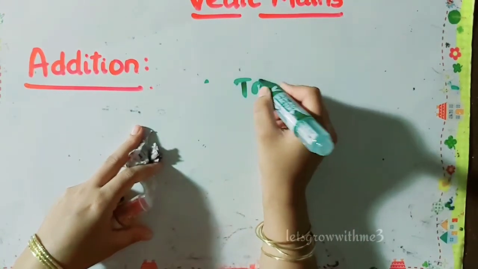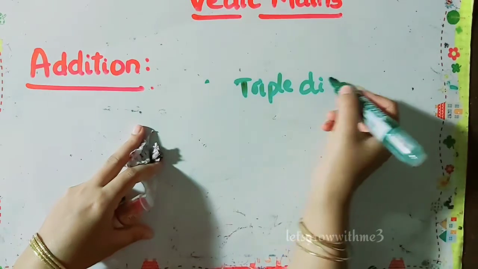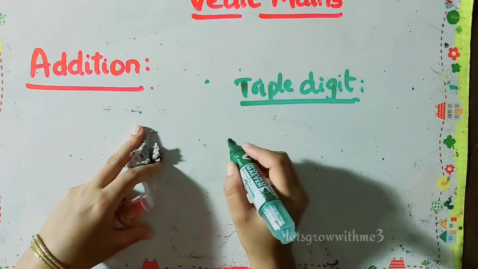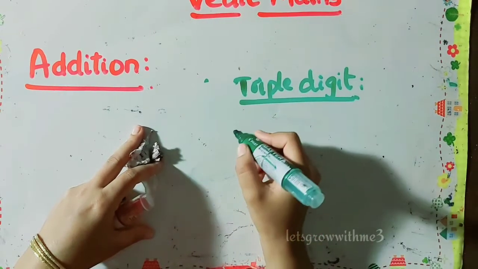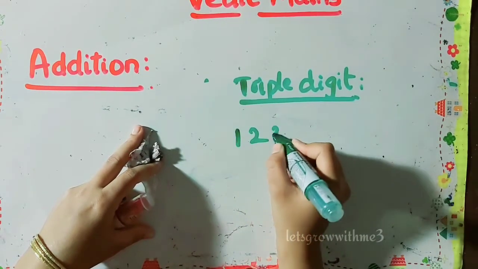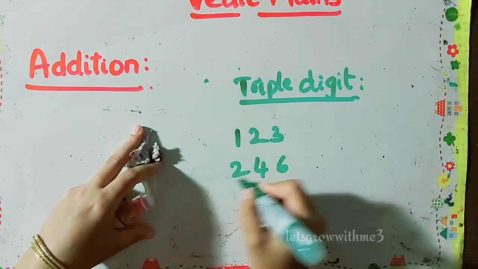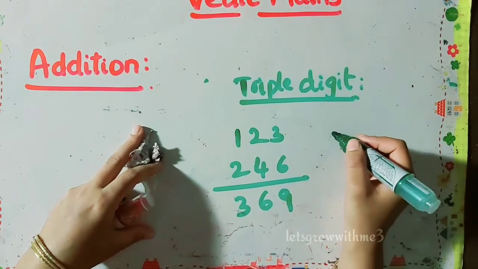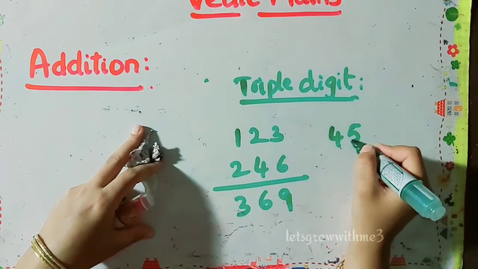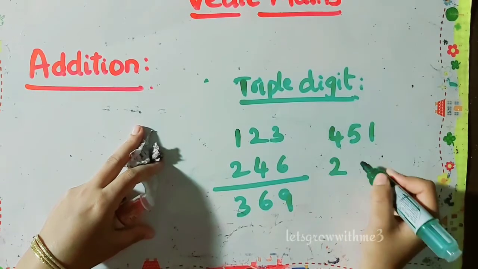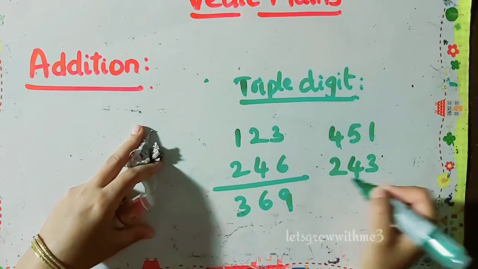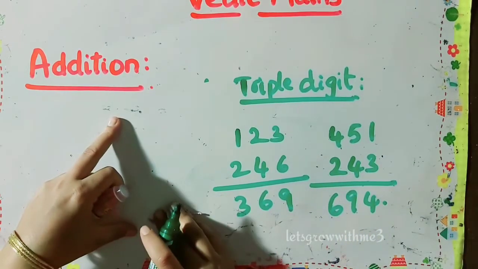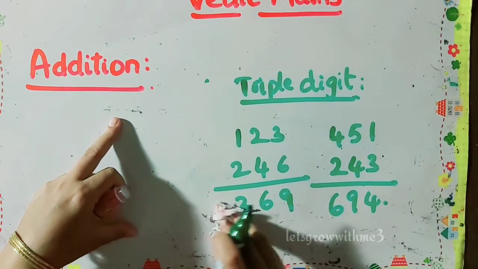So here we will again have two concepts, carry and non-carry. Let's see different examples for each way. Now I want to take without carry first. 123 plus 246, which is very easy: 369. Let's take one more example. 451 plus 243. So 694. These are all very simple and easy ones without carry.